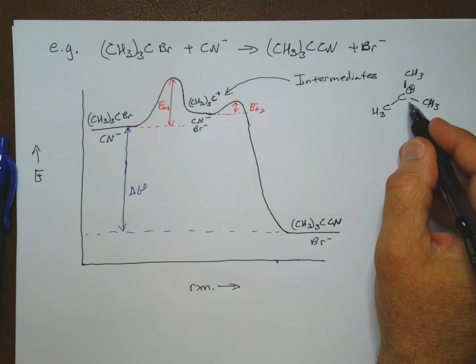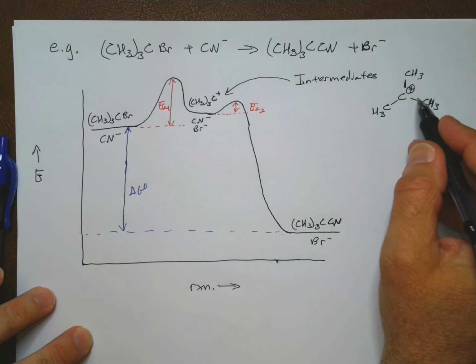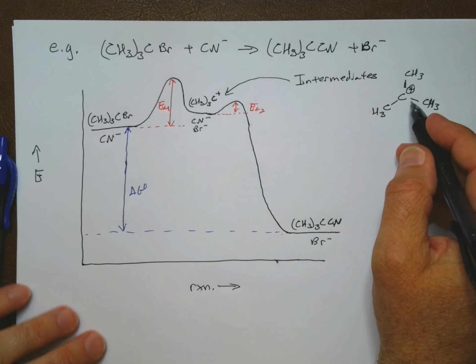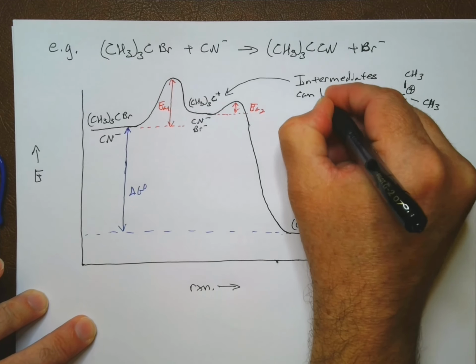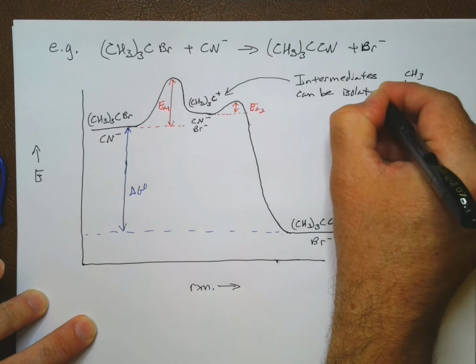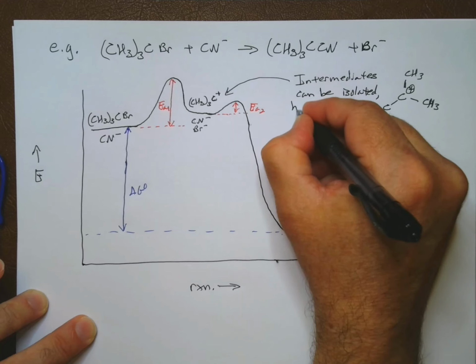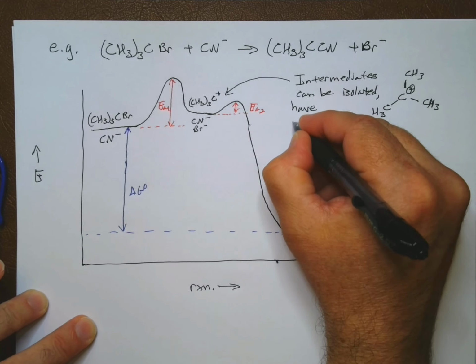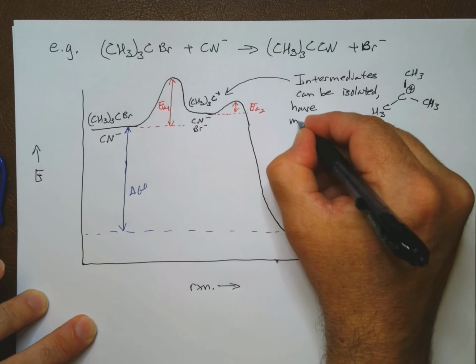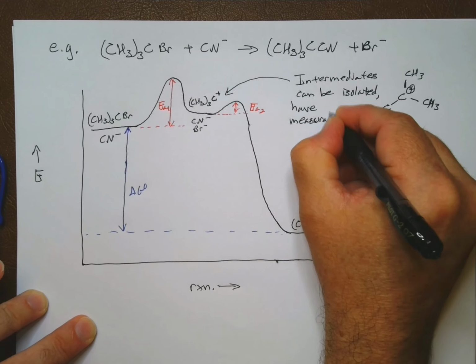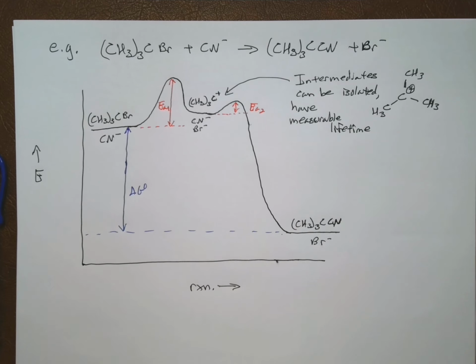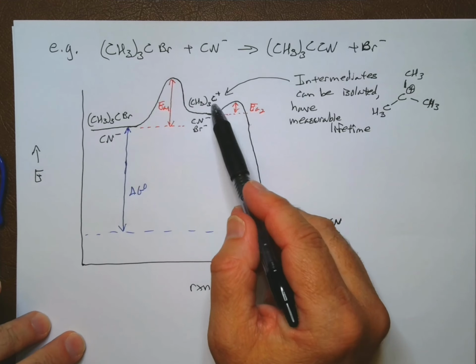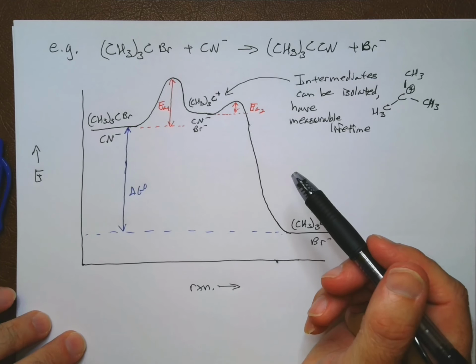In this case, I've got the 2-butyl carbocation as one of my intermediates. And these can be isolatable, and they do have a definite lifetime. Okay, so they can sometimes be isolated and have a measurable lifetime. We just know that for a transition state, the lifetime is less than 10 to the minus 15 seconds. We could figure out how long these intermediates actually stick around.